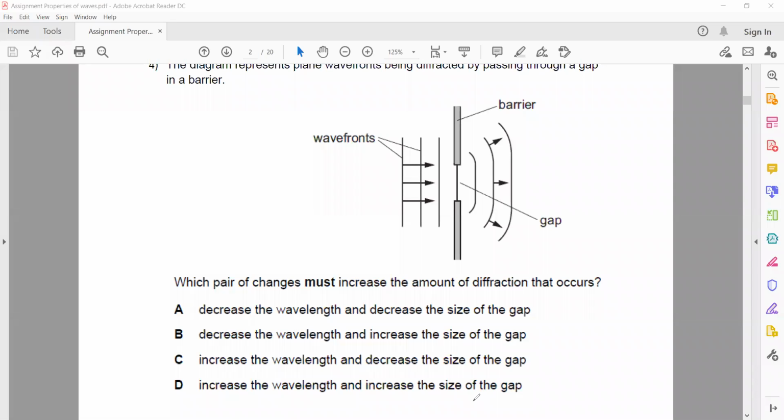Any doubt related to the class today, the diffraction of the wave? So I'll end the session and share the recording.